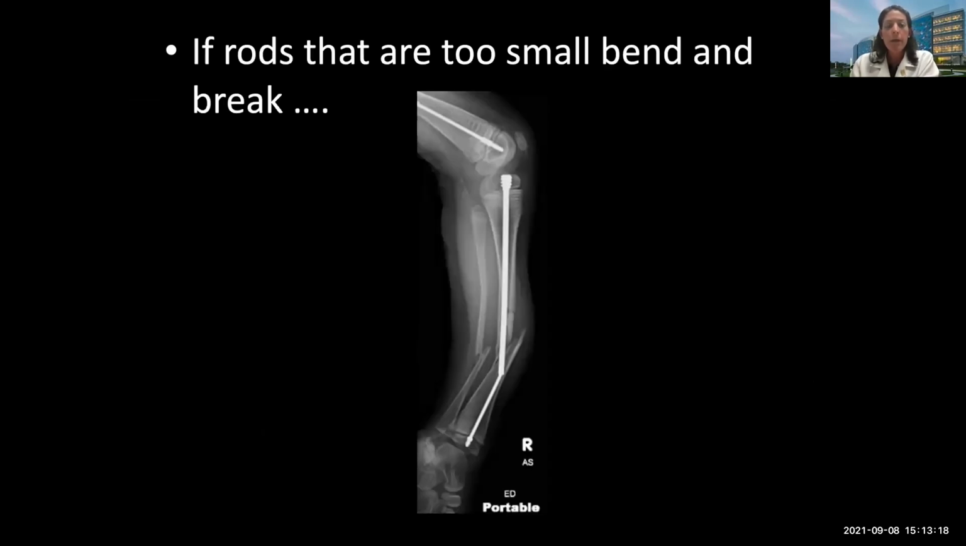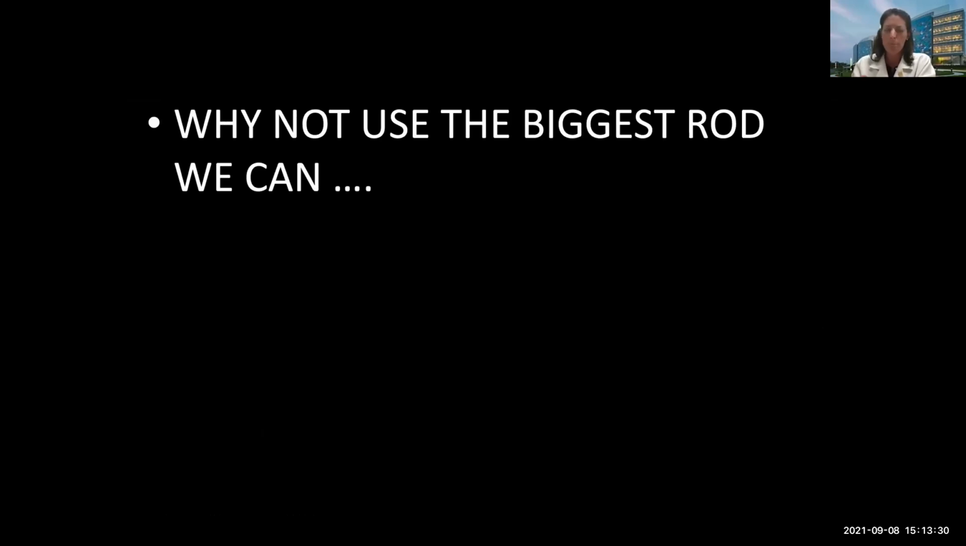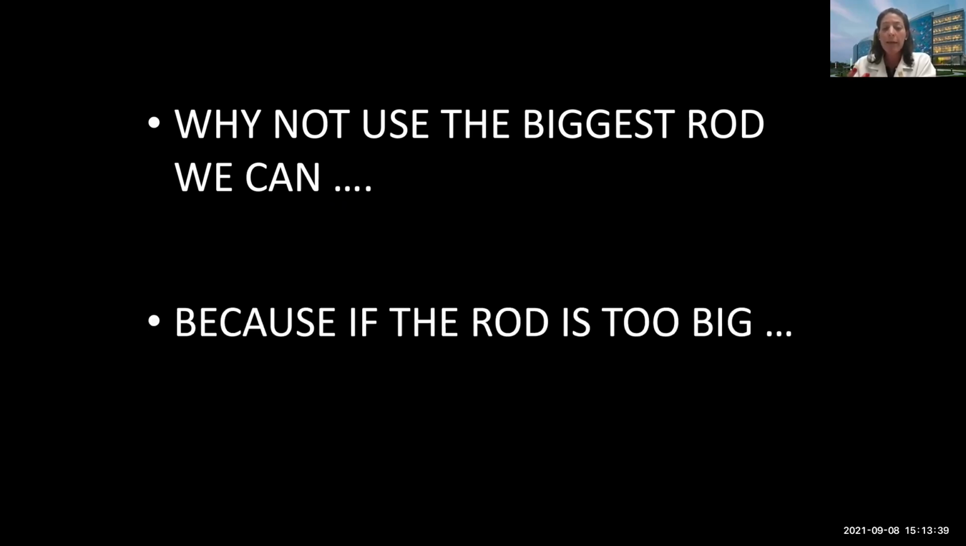So that brings up the question, if rods that are too small have a tendency to bend and break, as another dramatic example of a bent rod shown here, well, then why not use the biggest rod we can? And this brings up a very important point and another challenge on the list to discuss. The reason is because if the rod is too big, and we'll get at what too big might mean, it introduces a problem and a challenge that's actually even more difficult to manage than a bent rod.